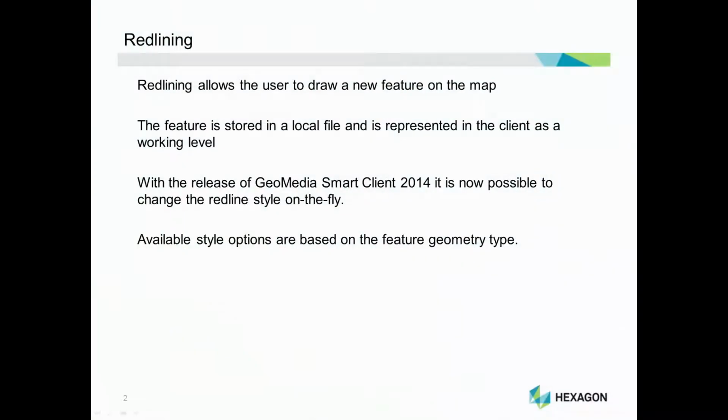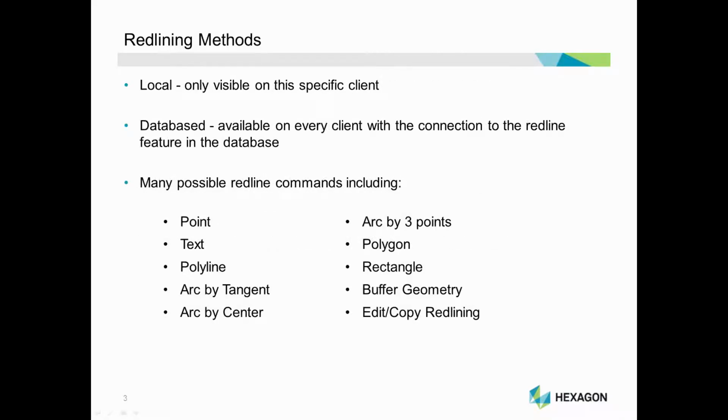Redlining allows the user to draw new features on the map and stores them in a local file. The feature is represented in the client on a working level. GeoMedia Smart Client now has the option to change the redlining styles on the fly. The style options available are based on the geometry type. There are two redlining methods available.